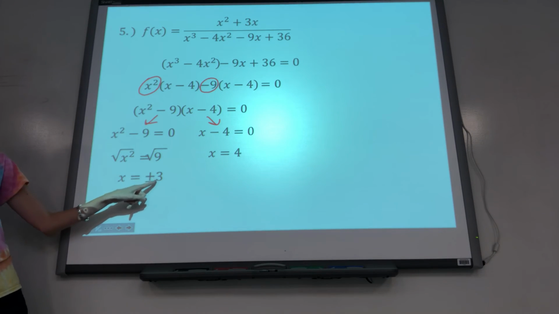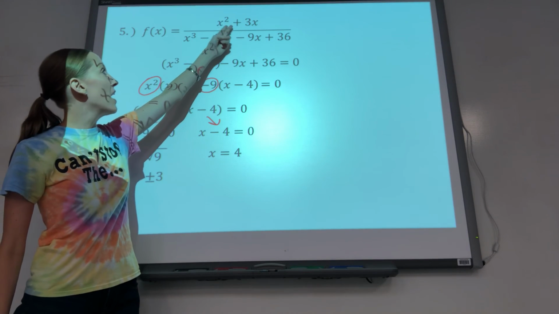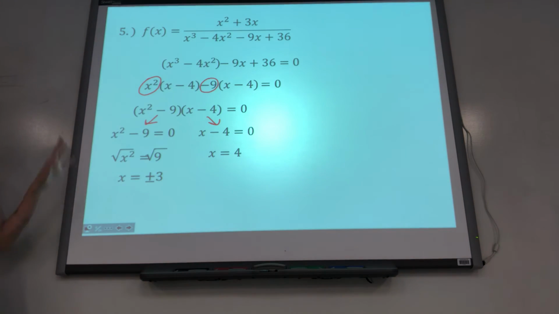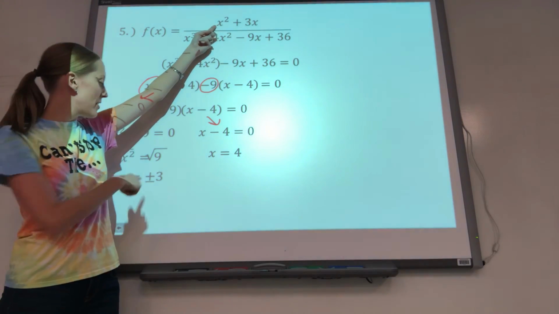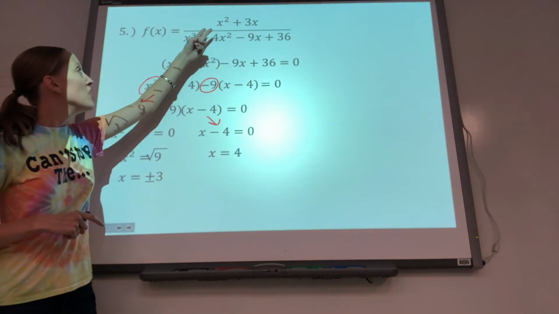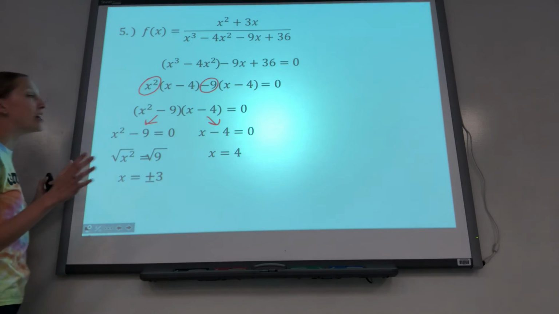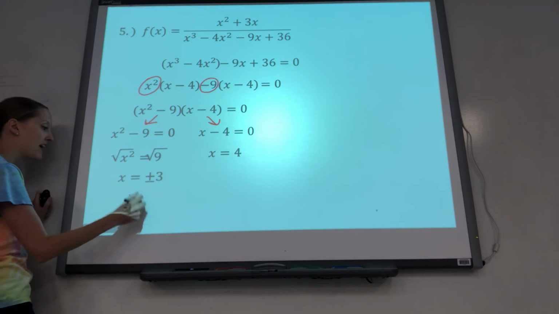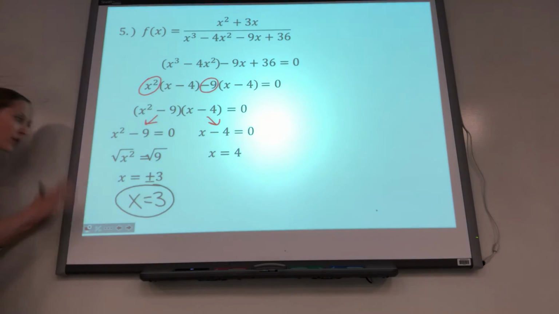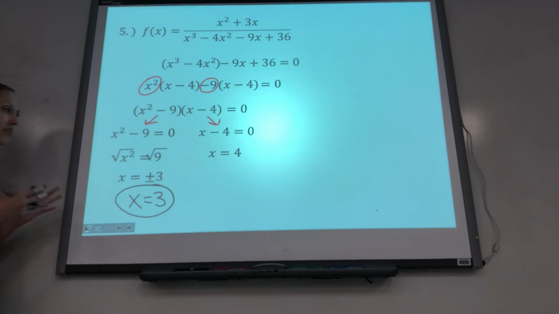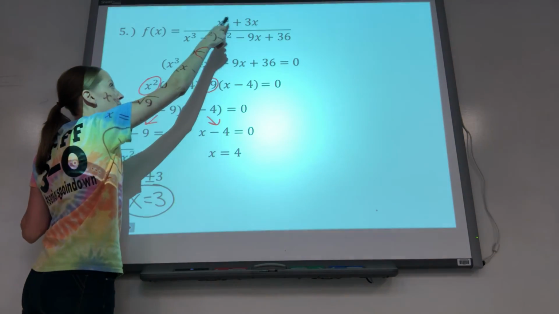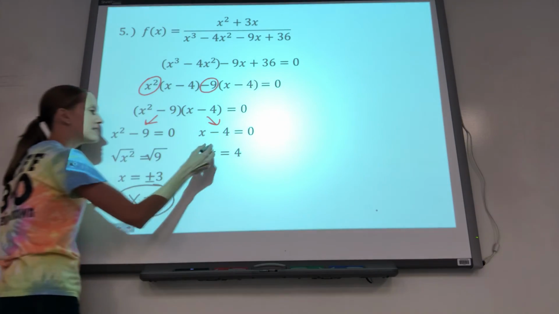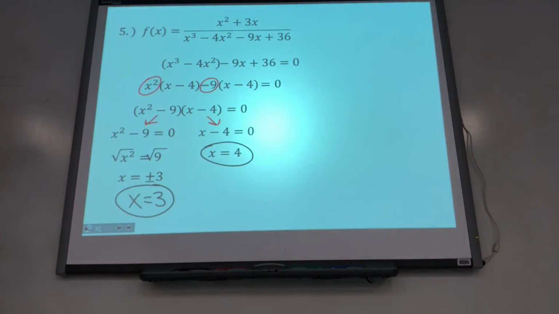Let's check. If I plugged in a positive 3, 3 squared is 9, plus 3 times 3, that's going to be 18, so that's fine. Check the negative 3. What is negative 3 squared? 9, but then if this is negative 3 right here, you'll be taking 9 minus 9, which is 0, and you can't have that happen. So x equals 3 is the only one from that part that will work. And you can check the 4 over there, but it should be fine. 4 squared is 16 plus 12, that's not 0. So the positive 4 works, the 3 works.